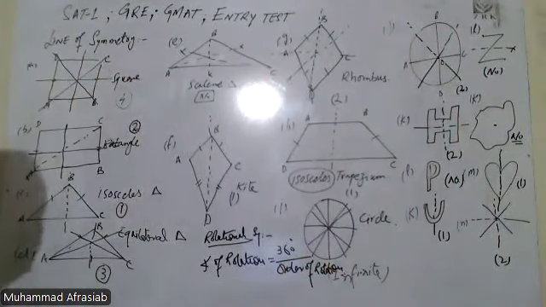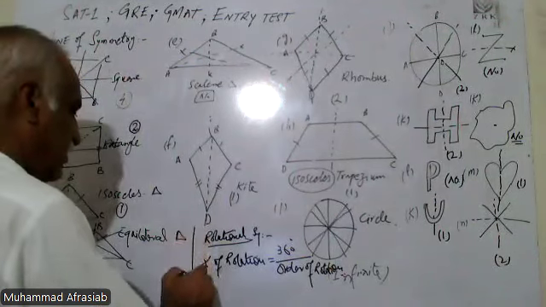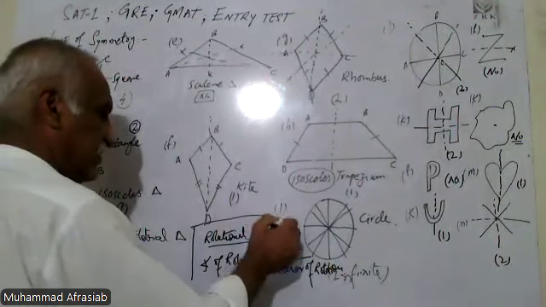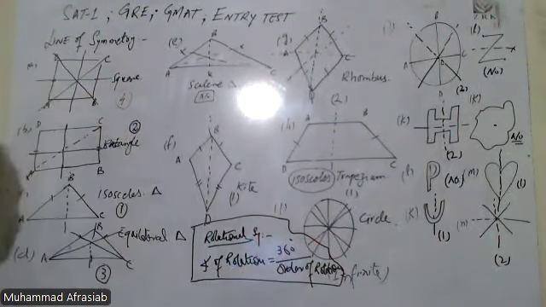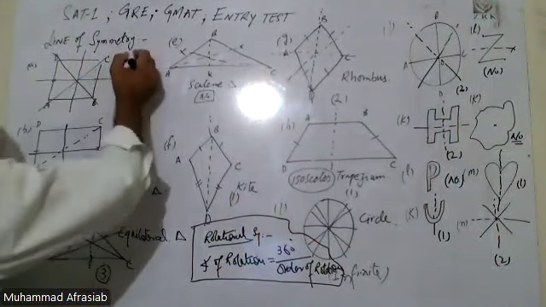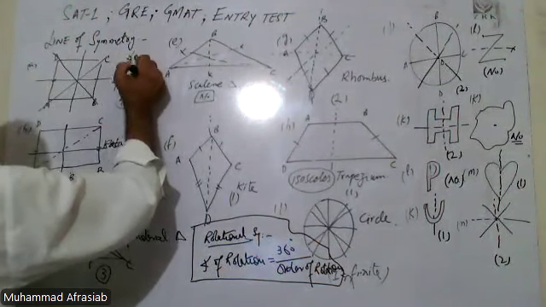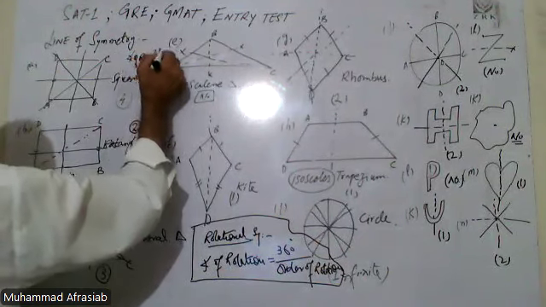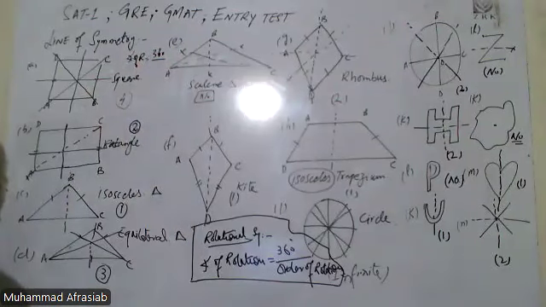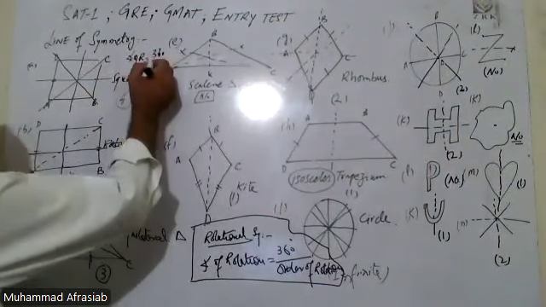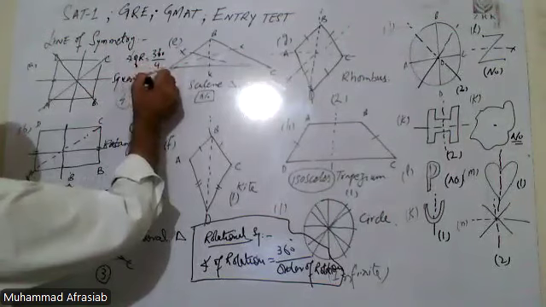So we can use this formula for rotational symmetry for our figures. For the first figure, if we have to find the angle of rotation, we know that the angle of rotation is equal to 360 divided by the number of lines of symmetry. There are four lines of symmetry, so we can rotate it in four different ways. So it should be divided by 4, that is equal to 90 degrees.